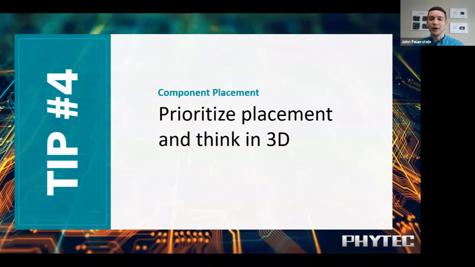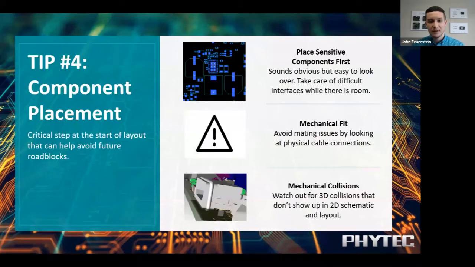All right, tip number 4, again with layout, prioritize placement and think in 3D. Component placement is a critical step at the start of your layout, and that can really help you avoid future roadblocks. Placing sensitive components first is really key, and that's another thing that sounds obvious, but it's easy to overlook. So take care of your difficult and sensitive interfaces while there's room. You don't want to try placing those later when you're limited with space, when you've placed all these generic components and maybe your passives and your bypass caps. So just watch out for that and place those first, make things easier for yourself.